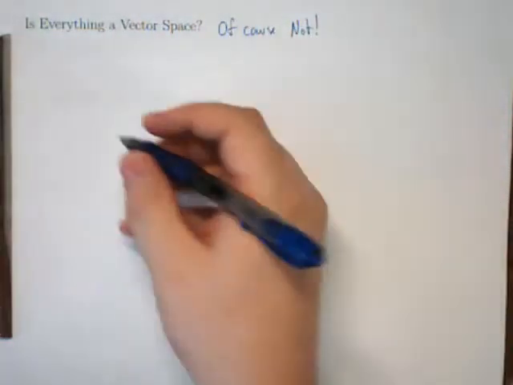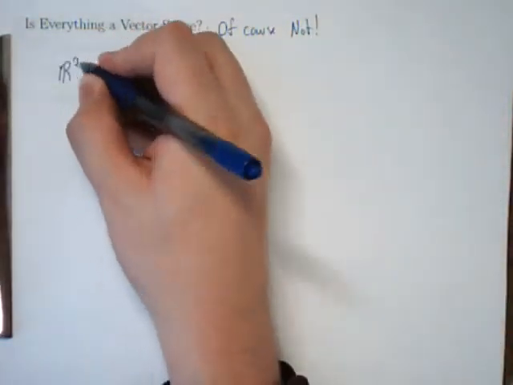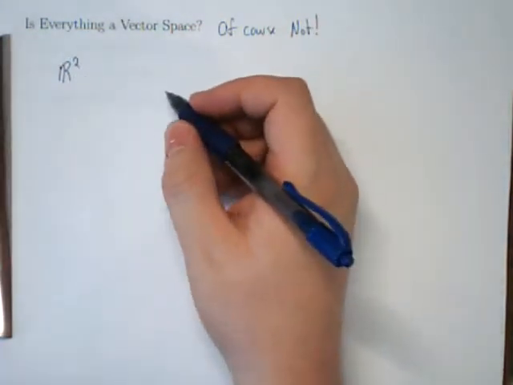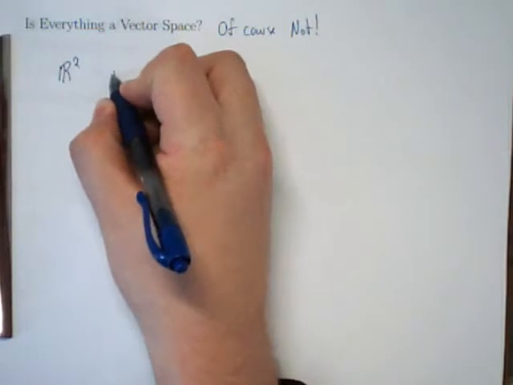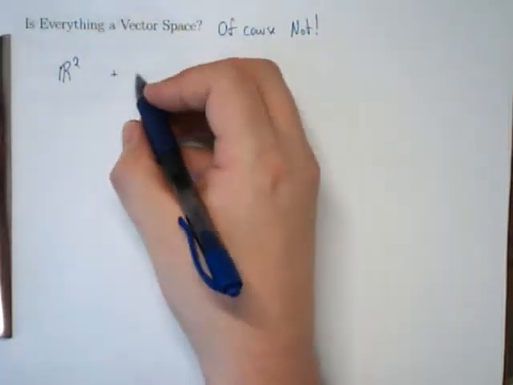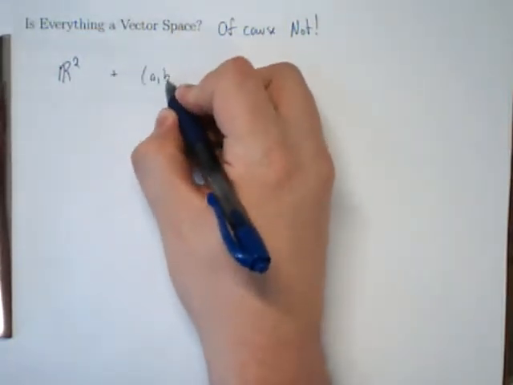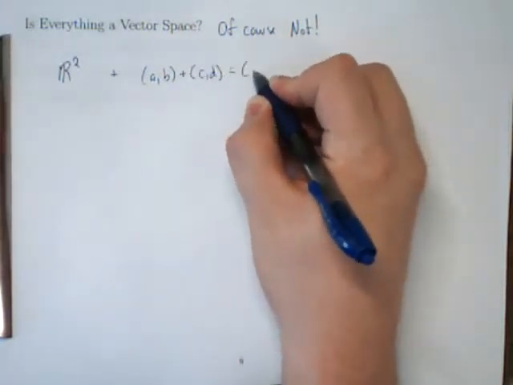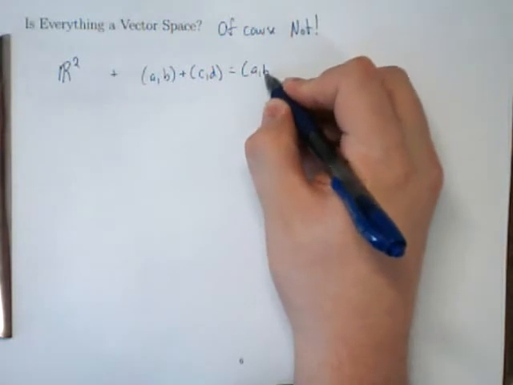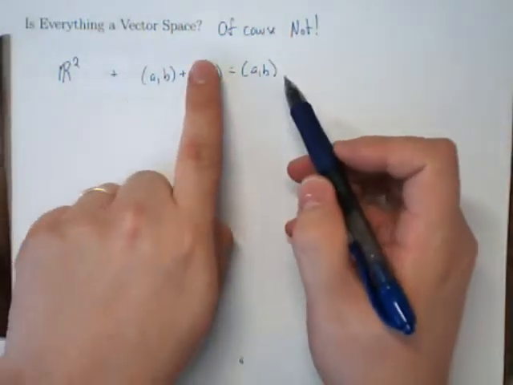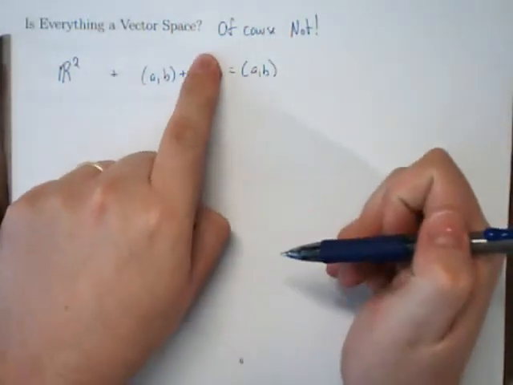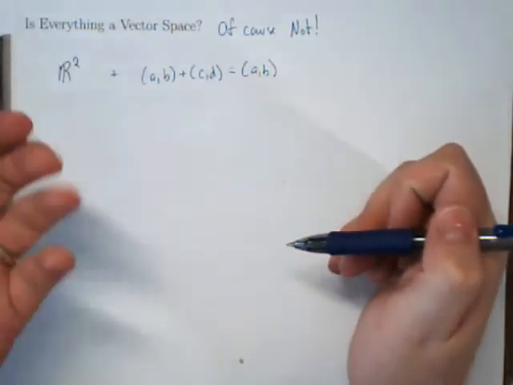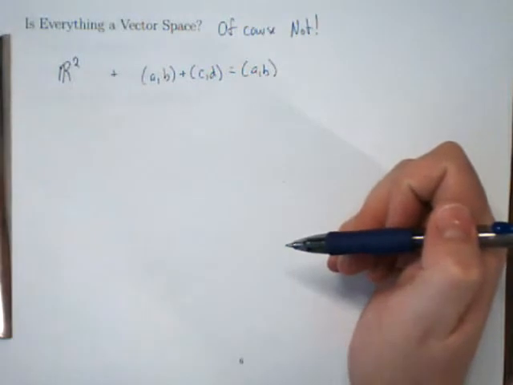Just some examples. Suppose we just look at R2, which we already know is a vector space if we use regular addition and regular scalar multiplication. But let's define a different way of doing things. Let's define addition as: take two vectors (A, B) and (C, D) and add them together to get out the vector (A, B). In other words, the sum of two vectors is: ignore that second vector.